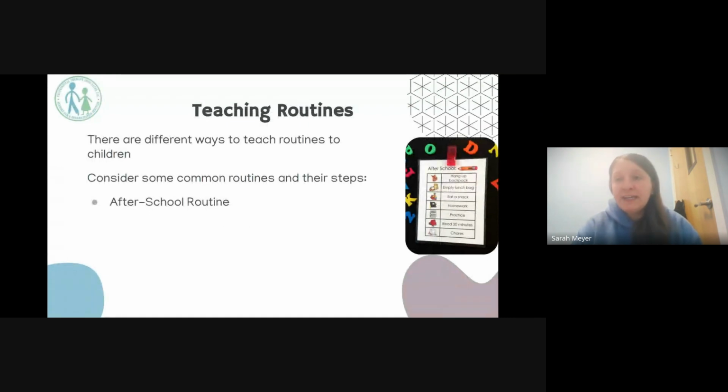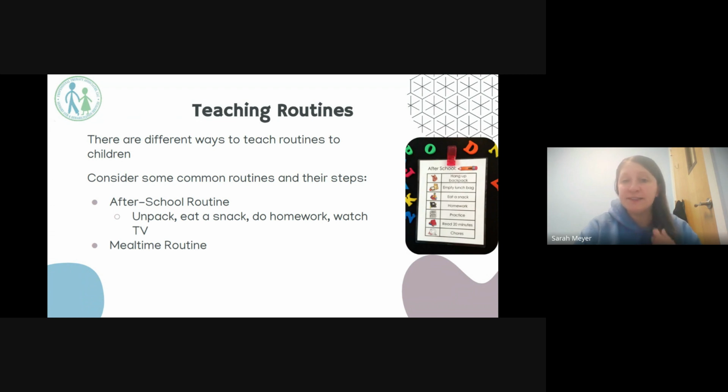That after school routine may be an area that we really want to pay attention to during times when kids are off of school, because that could potentially fall into that dead time or downtime that can become a really unstructured period for our kids. So some kids' after school routines may look like unpacking, eating a snack, doing homework, and watching TV. Another example of a routine that may change is that mealtime routine. So for some kids, that mealtime routine may look like sitting at the table, eating food, asking to be excused, and putting their dish in the sink.